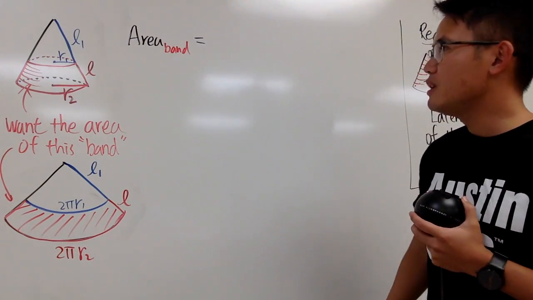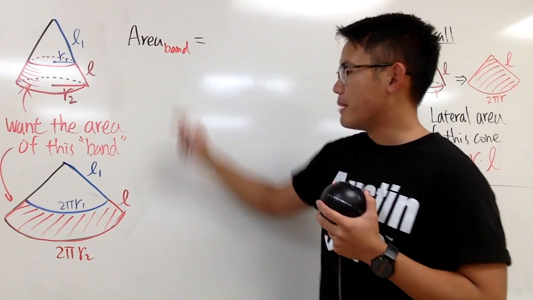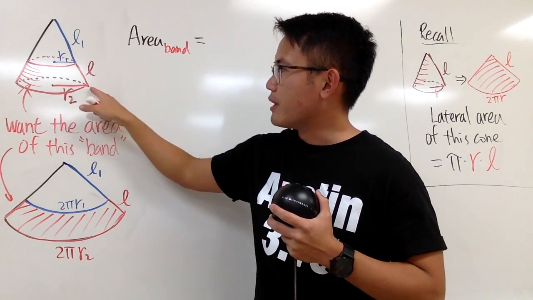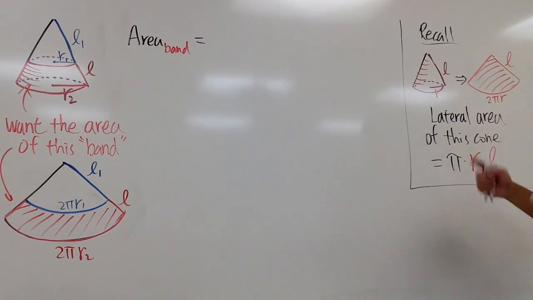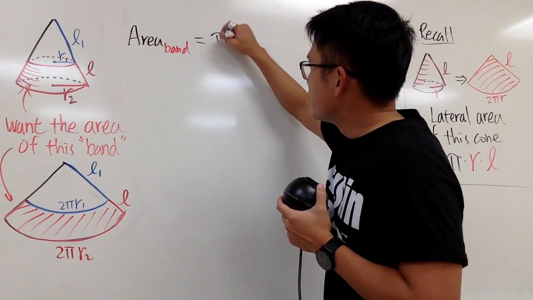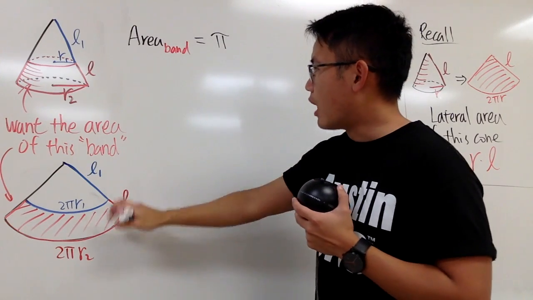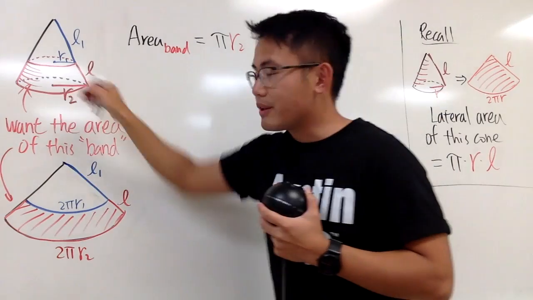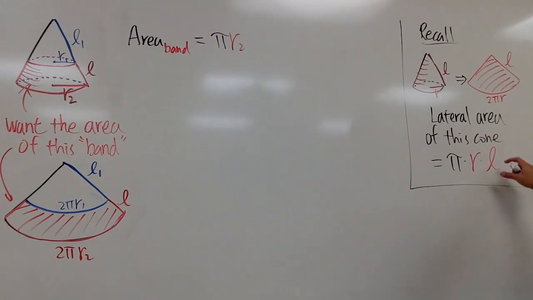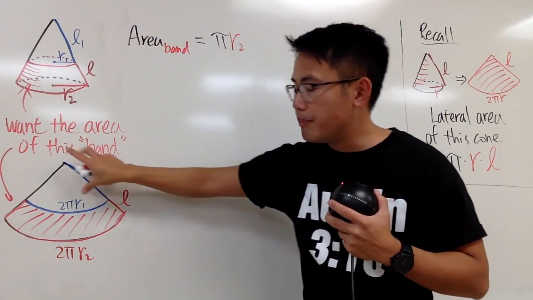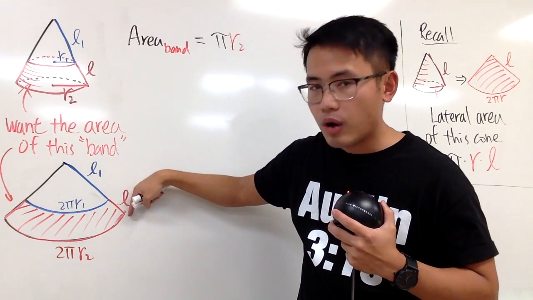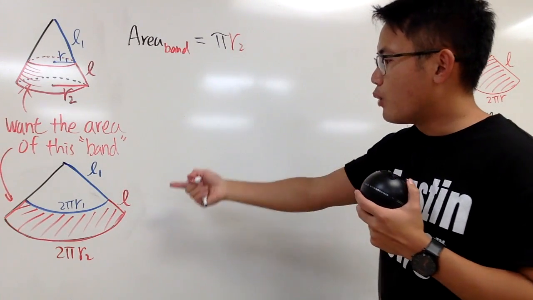Anyway, here we go. To find the area of the band, I want the whole thing. And I want to consider the radius of the big base right here, which is R2. So that will be the R right here first. I'll put on pi times R2. I just need the radius for the bottom right here. And I also need to find the whole length, right? Because I want to get the big one first. So this is L1, this is L. The whole thing is going to be L1 plus L.